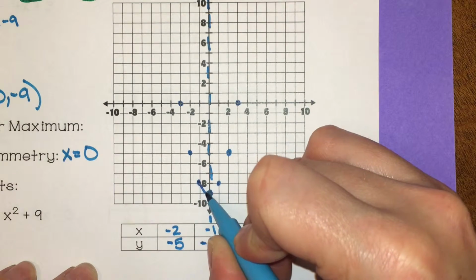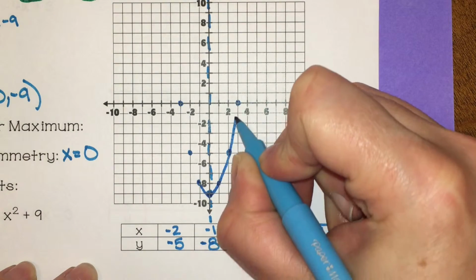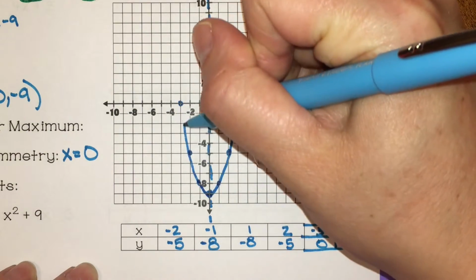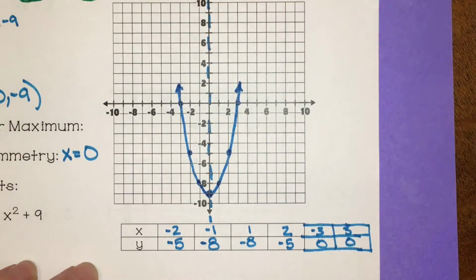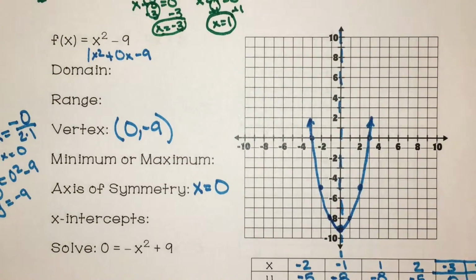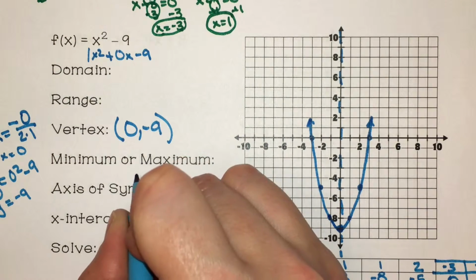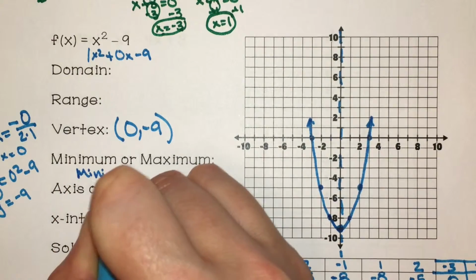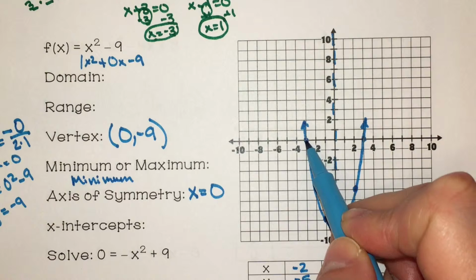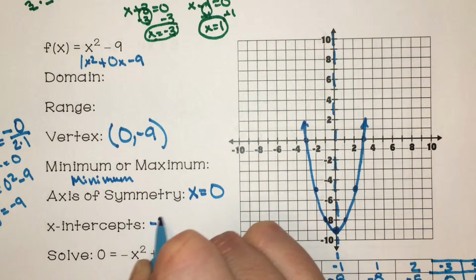So when I graph this, make sure I round that a little bit. It will continue going up, and that one will continue going up. All right. Well, that tells me that this is a minimum. The vertex is the smallest value it'll ever get to. So I have a minimum. My x-intercepts are where x is negative 3 and positive 3.